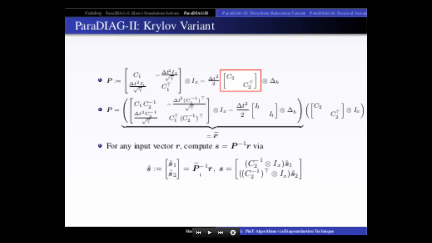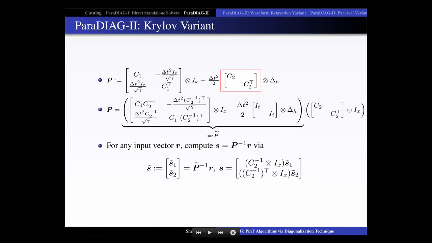Okay. For using the preconditioner, we first need to separate out this part. And then we write the preconditioner matrix P as P tilde times this part. So for any input vector r, we compute s by the following two steps. It is clear the first step is the major computation. Interestingly, for this part, we can use the diagonalization procedure.